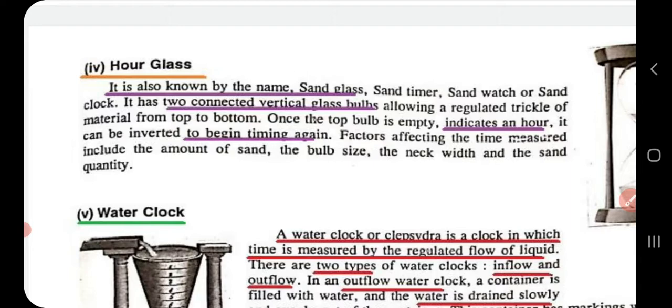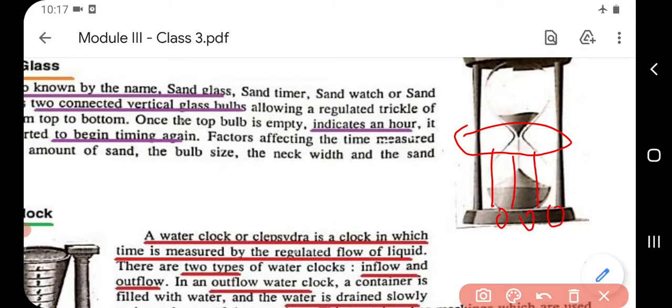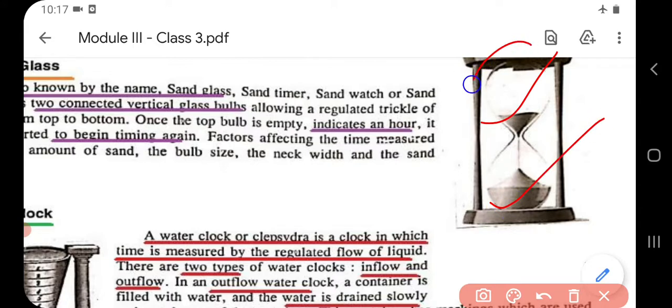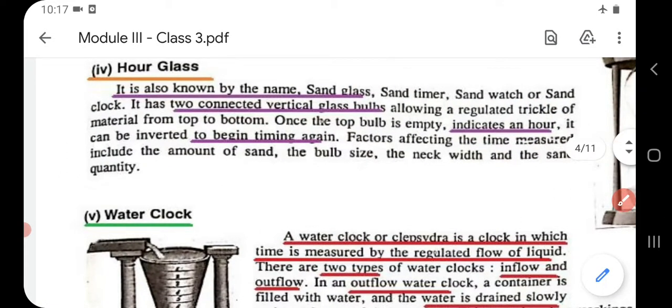There is a top bulb and a bottom bulb. Once the top bulb is empty, it indicates an hour. Then it can be inverted to begin timing again. So when the top bulb is empty, it indicates that 1 hour has elapsed. And if you want to start the timing again, you just invert the whole apparatus, that is, top to bottom, you keep it as bottom to top. You are just inverting it.